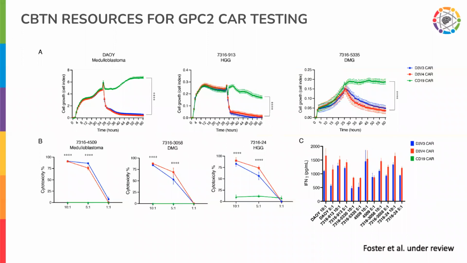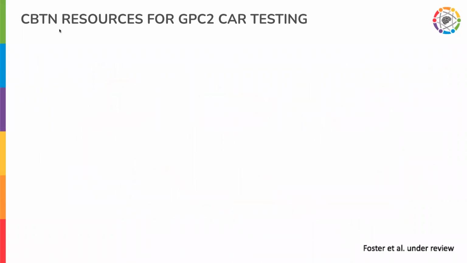And again, using the cell lines that were available through the CBTN, we could do in vitro killing assays to see if these CAR T cells that we developed work. And they did. They worked beautifully across medullos, high-grade gliomas, and DMG cell lines. We can go to the next slide.